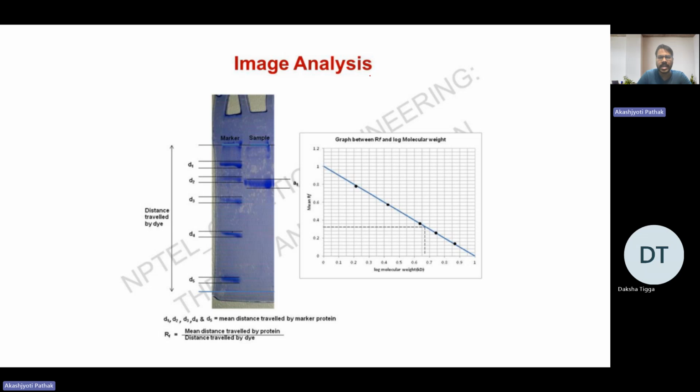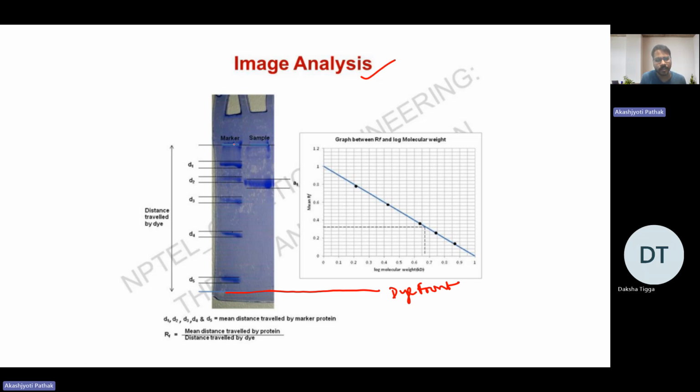So how do you do an image analysis from the gel? Basically, when you run a gel, you run a protein ladder along with it. Now this is your dye front. Dye front is basically the tracking dye that you add, this bromophenol blue. You will get a blue colored line at the bottom of the gel. So that is basically your dye front. The blue colored line is because of this bromophenol blue. That is how much your dye has moved through the gel. That is the dye front.